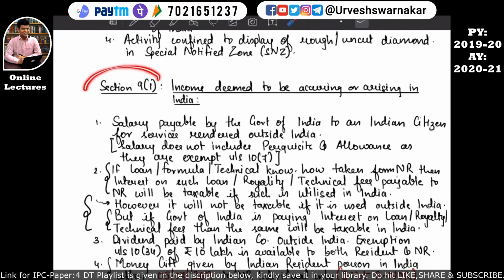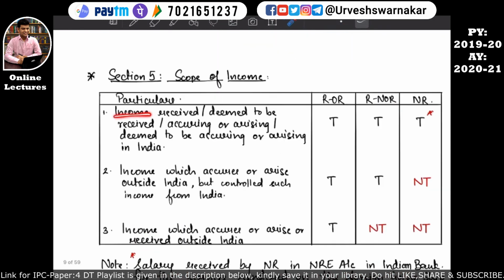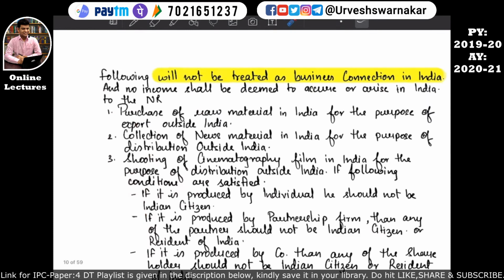Okay, so now let's move on to our next section, that is section 9 subsection 1. Income deemed to be accruing or arising in India. That means it will be taxable to all these three types of individual, that is resident ordinary resident, resident non-ordinary resident as well as non-resident. I hope this is quite clear to all.